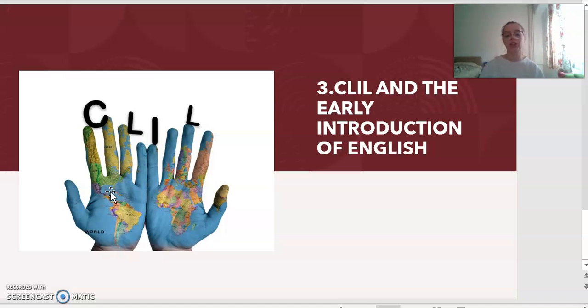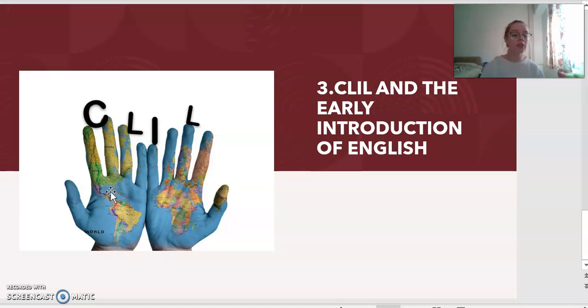CLIL and the early introduction of English. The term content and language integrated learning was launched in the 1990s by a group of European experts, and it's nowadays widely used outside Europe as well. CLIL is supported by the European Commission because it can contribute to the development of multilingualism. CLIL has become quite popular also in continental Europe, and English is increasingly used as the language of instruction for some subjects in secondary schools and higher education.